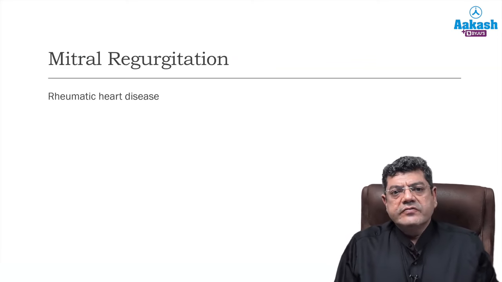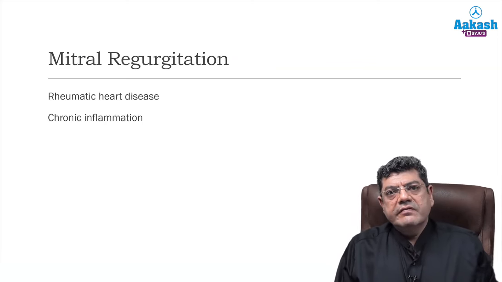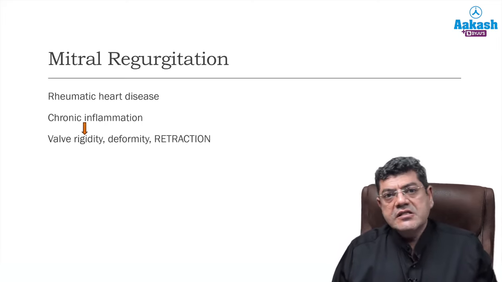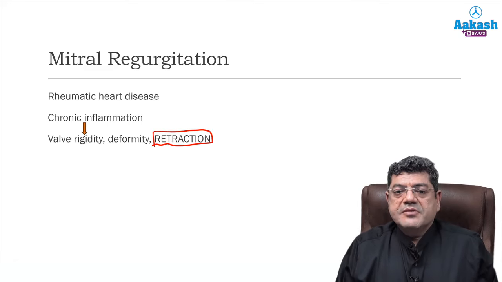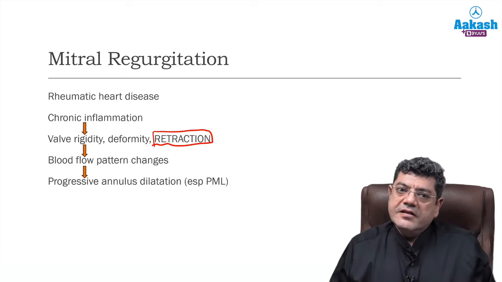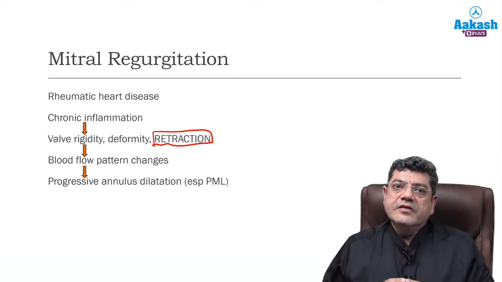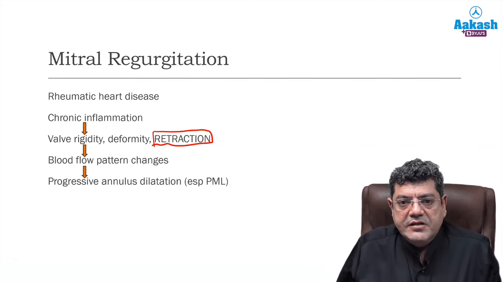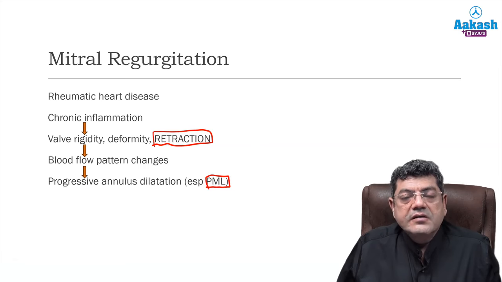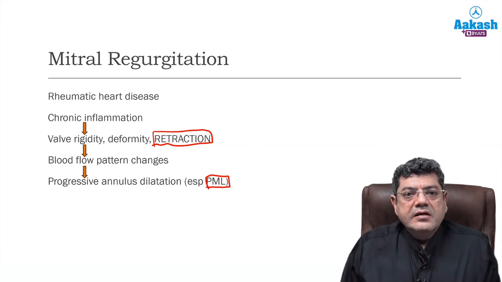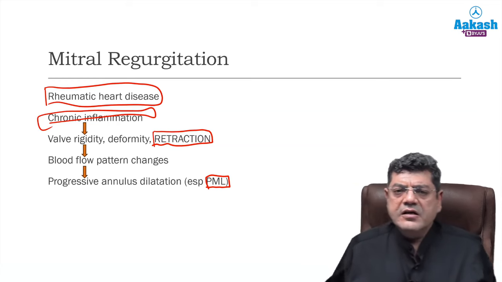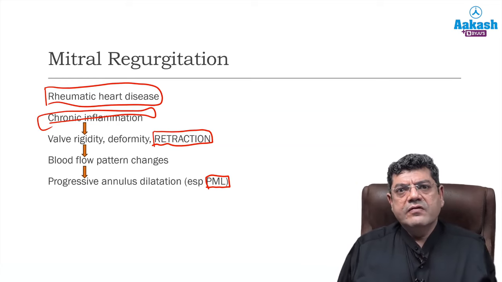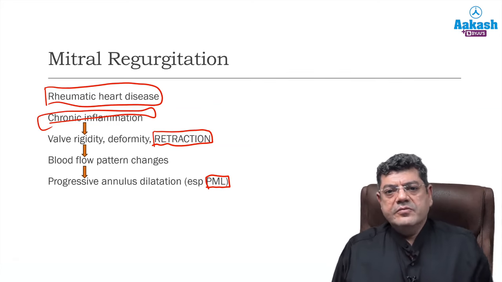So mitral regurgitation, when it's because of rheumatic heart disease, the chronic inflammation, as we discussed with mitral stenosis, causes valve rigidity, deformity and retraction of the cusps. Again the flow pattern changes. There is a progressive dilatation of the annulus, and this especially affects the posterior mitral leaflet. Now this is a chronic MR. With rheumatic heart disease, chronic inflammation, multiple episodes of acute rheumatic fever, the valve gets progressively deformed and the cusps retract away from each other.